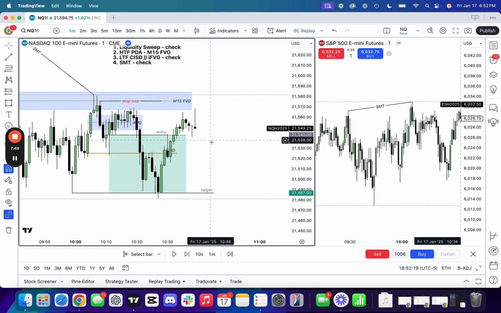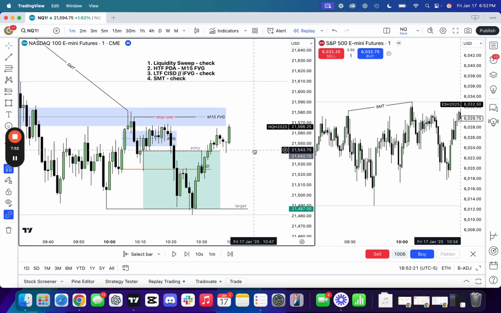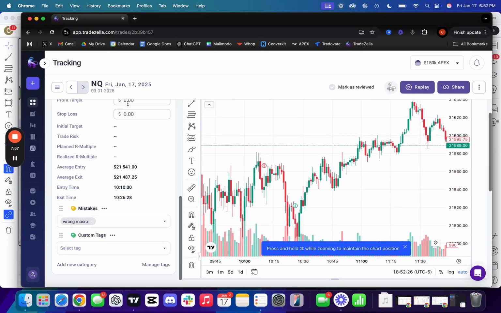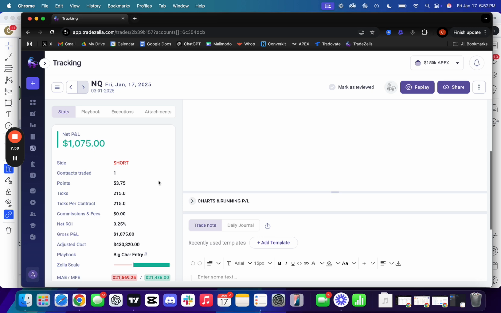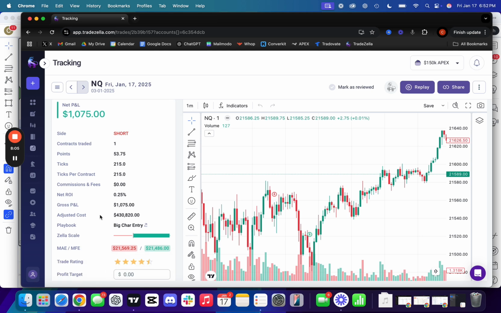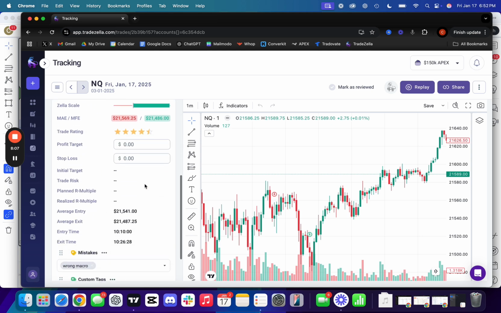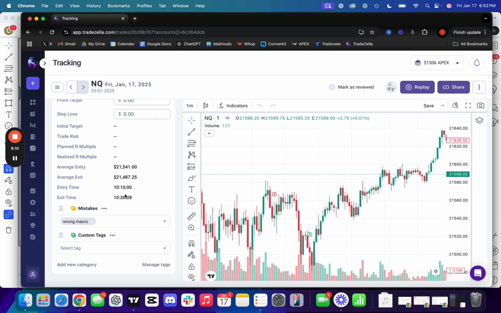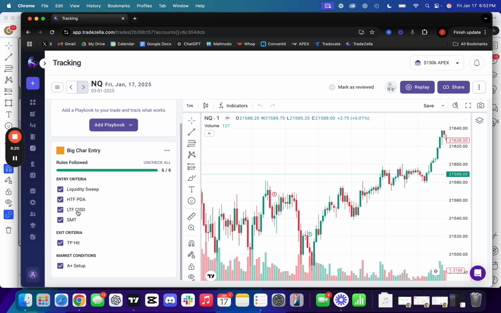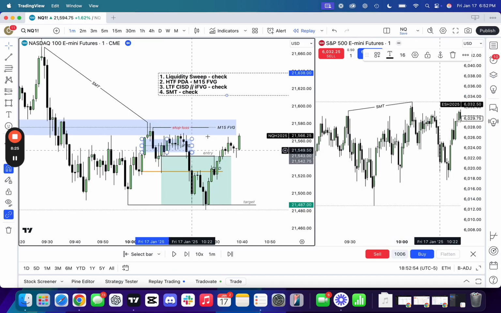Okay, so this was a nice trade right here. This was my trade of the day. We had all of the confluences present again. If you still don't believe me, refresh it. Okay, this was my trade today. As you can see, my executions right here. $1,000 right here. This wasn't my macro, but this was my trade. Actually, it technically was my macro. I entered right at the end of my macro. So yeah, you can see liquidity sweep, higher time frame PD array, lower time frame change in state, SMT, TP hit, A plus setup. Okay, so this was my trade from today.